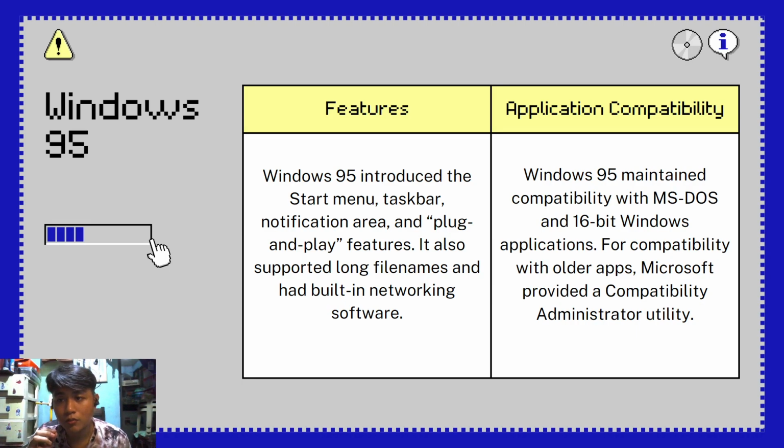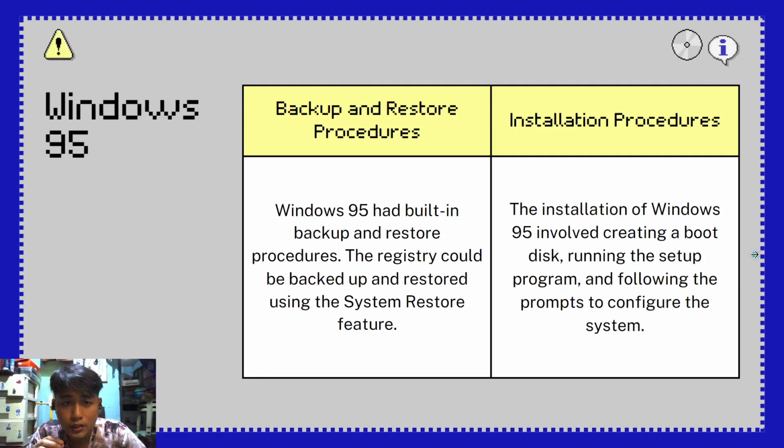For the application compatibility of Windows 95, it maintained compatibility with MS-DOS and 16-bit Windows applications. For compatibility with older apps, Microsoft provided a compatibility administrator utility. Next is the backup and restore procedures of Windows 95. Windows 95 had built-in backup and restore procedures. The registry could be backed up and restored using the system restore feature.